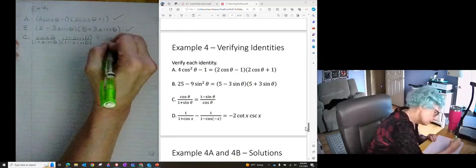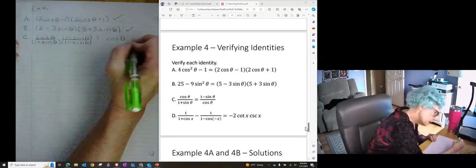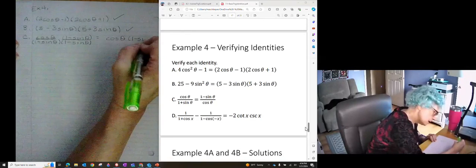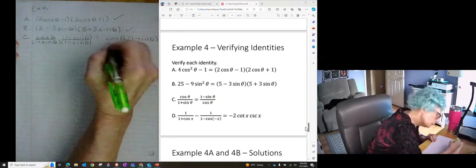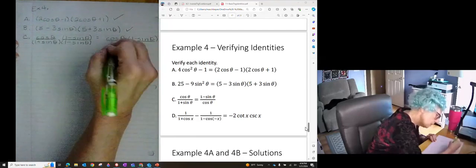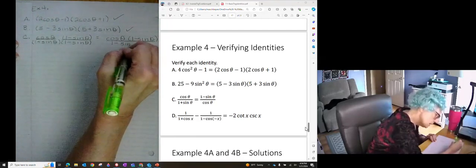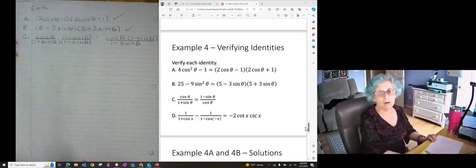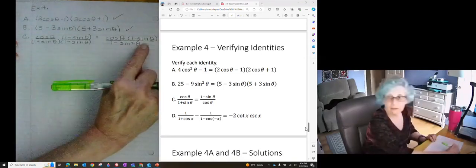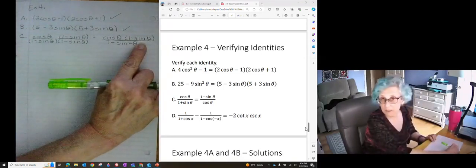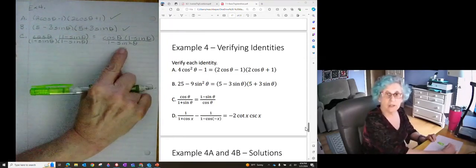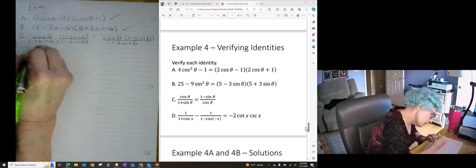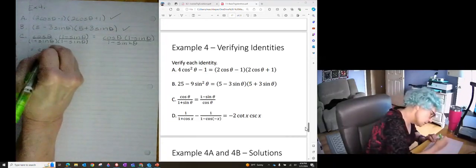So I have cosine of theta times 1 minus sine theta over 1 minus sine squared theta. Well, my goal is to have 1 minus sine theta up top. Hey, I'm making progress. And cosine of theta down below. But 1 minus sine squared is cosine squared.